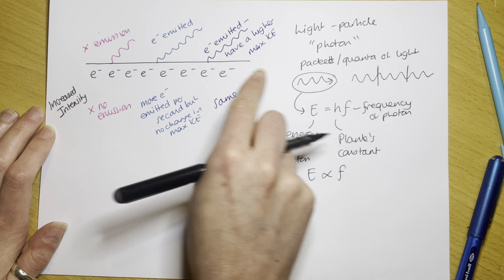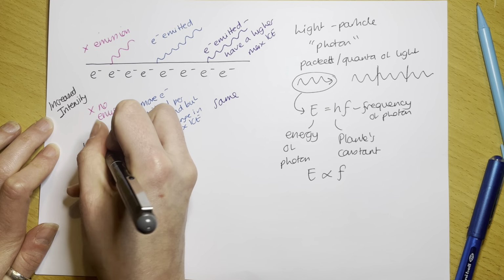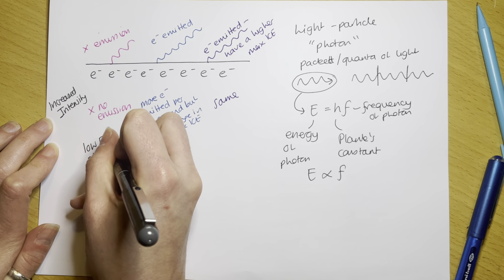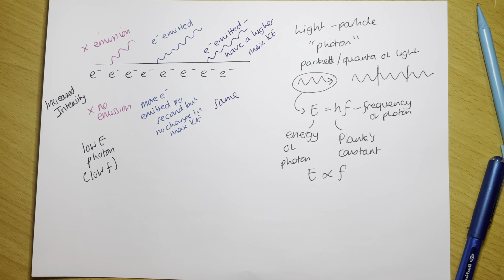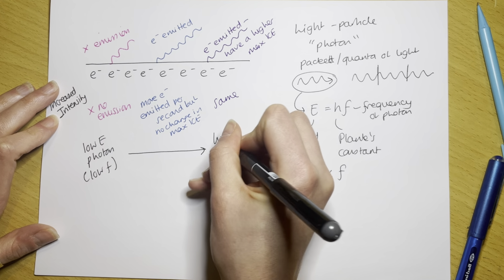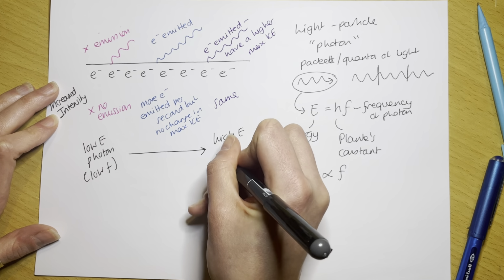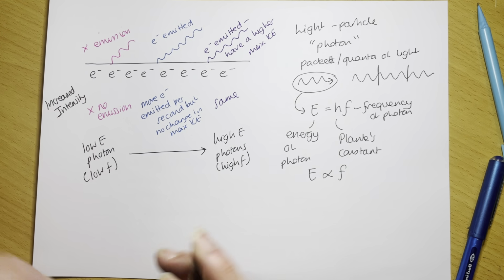So that means if we think about our colours of light, our red light has got low energy photons because red light, or pink as it is here, is low frequency light. It's low frequency and long wavelength, sorry. And then as we move up to purple, we're getting to higher energy photons because purple and UV have got a high frequency.